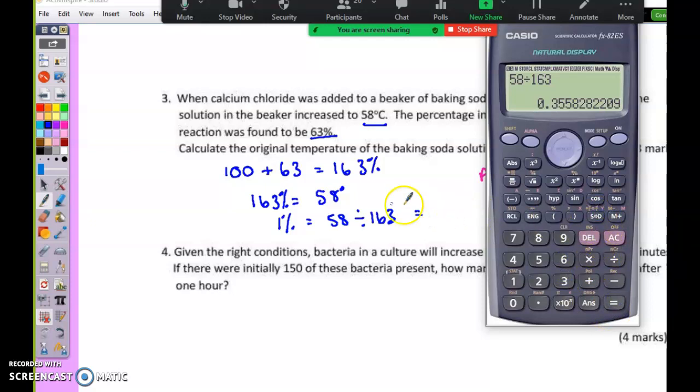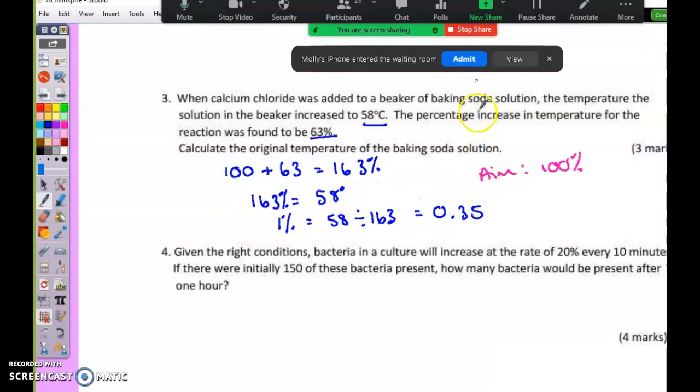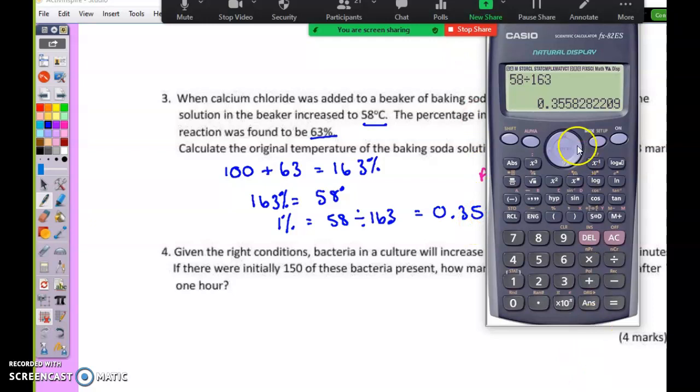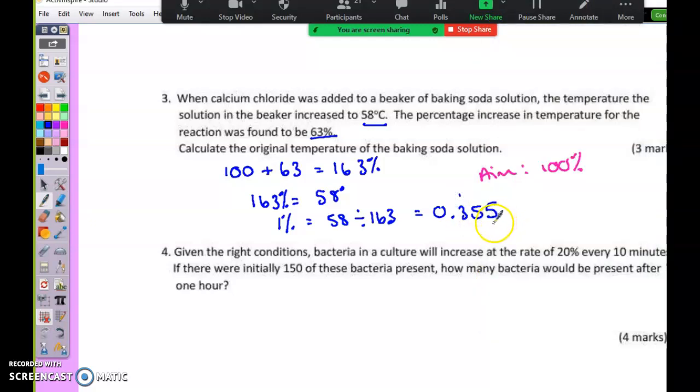0.355828... Oh, your calculator's got more decimal places than mine. That's good. Right, that's what 1% would be.